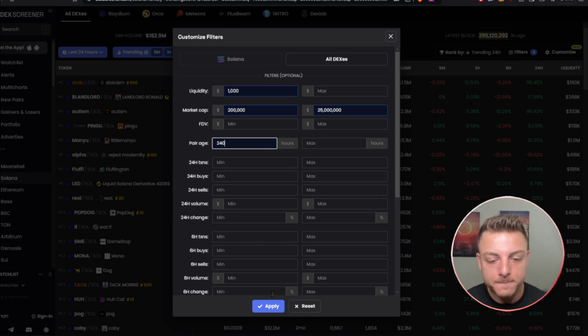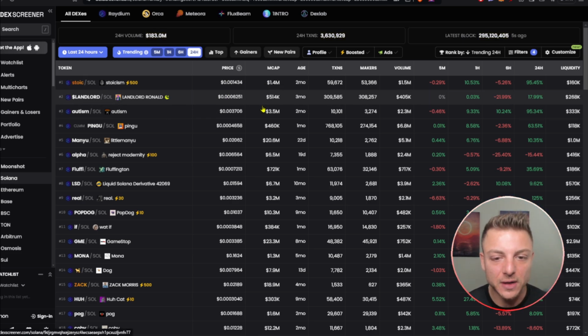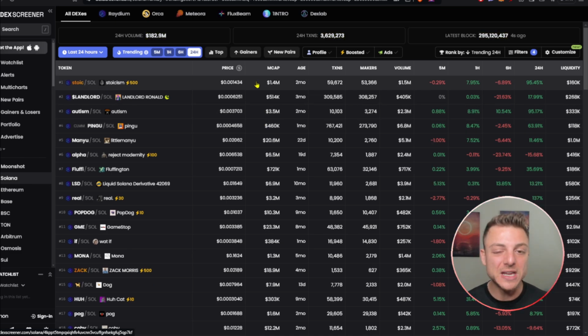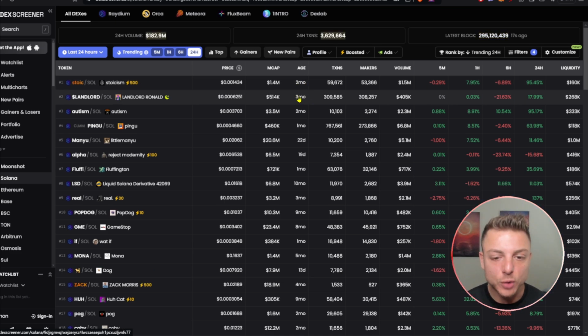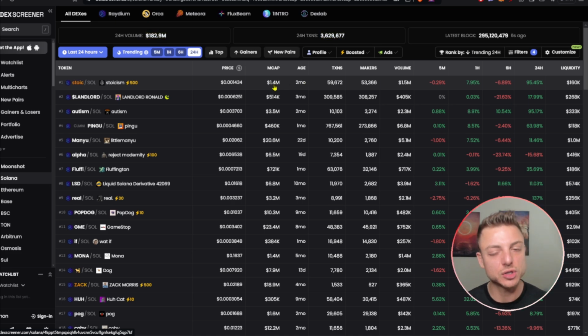Now we hit apply. And now we're given a large variety of different coins right here that fit all of our specific filters. One of the most important features is looking at the overall market cap. So this first coin here that's around this $1.4 million market cap will make a perfect example. So we jump straight into this coin. We can see the overall age is 2 months old. Some coins are 3 months old, some 22 days, some even 10 months. This is not overly important information. Truly, we're just looking at the market cap. And we see 1.4 million.